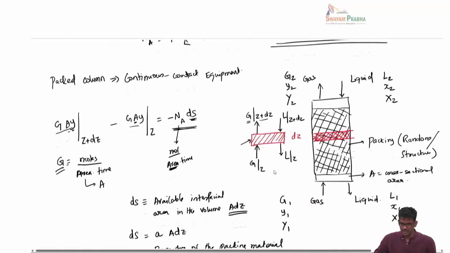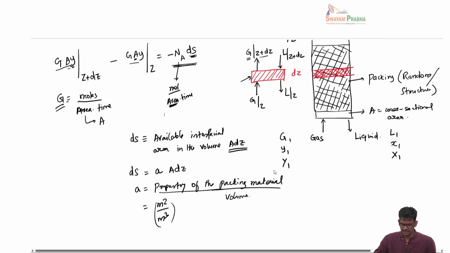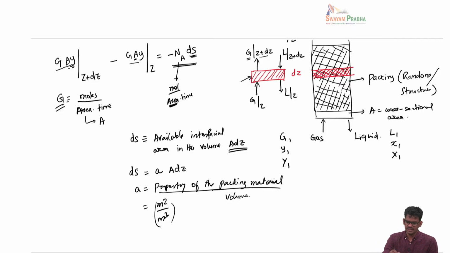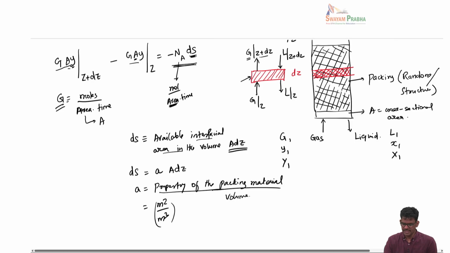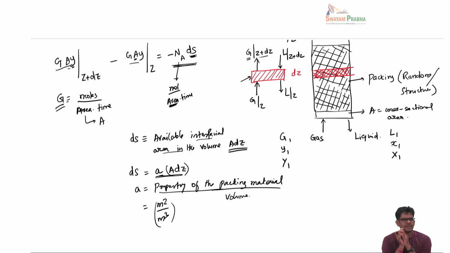So coming back to this here. So dS is the available interfacial area in the volume A dz, because that's the volume that I am taking into account, and that dS is written as small a times A dz. Small a is the interfacial area per unit volume of the packing, and this has to be multiplied by the volume of the packing, which is A times dz. Meter square per meter cube, that should be feet square by feet cube, I think. Yeah, because that's in English units.